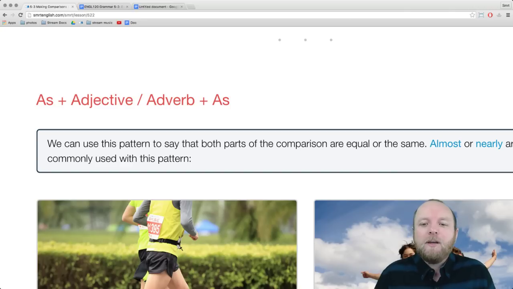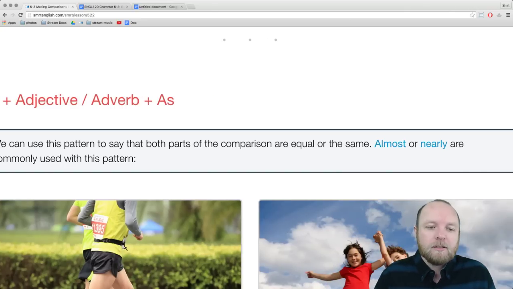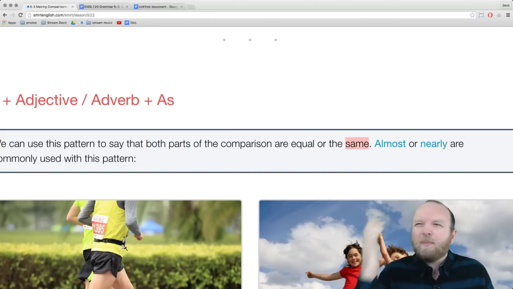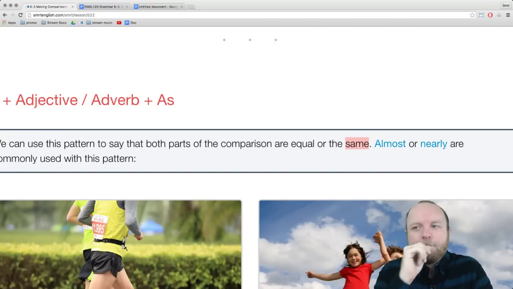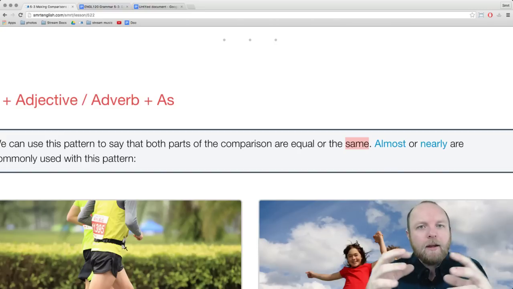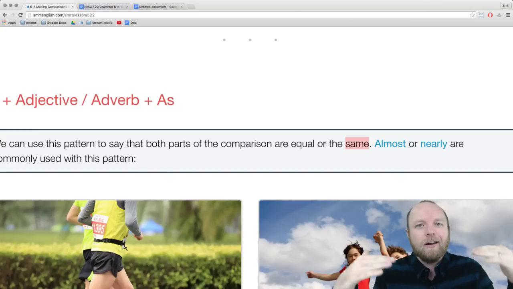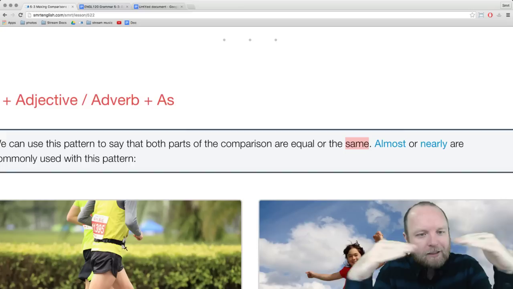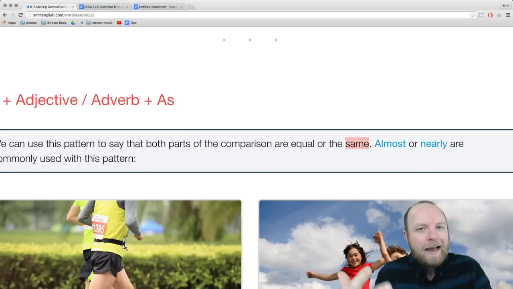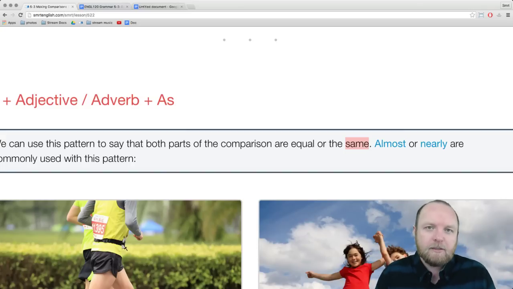Well, it means that both parts are equal, or they are the same. Okay? So both parts, what? Well, remember, comparing. We are comparing 2 things or 3 things. If you want to say they're equal, they're the same, we use as something as.